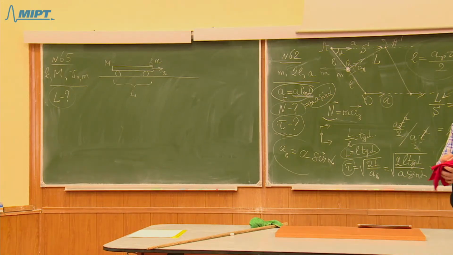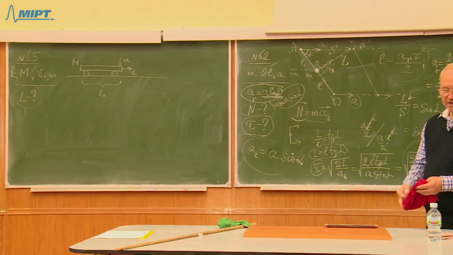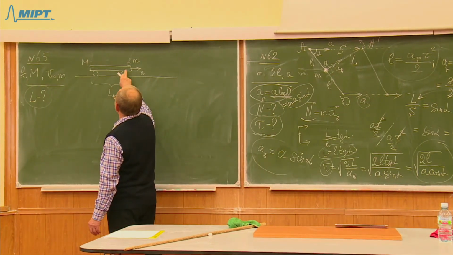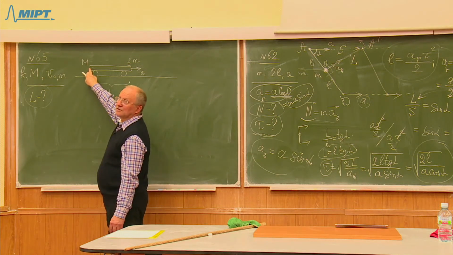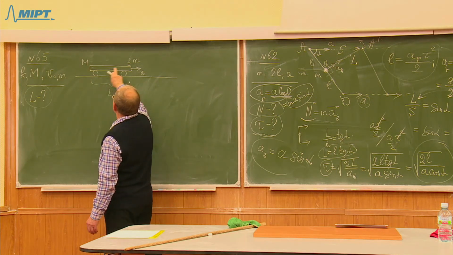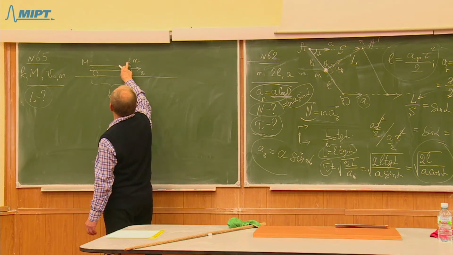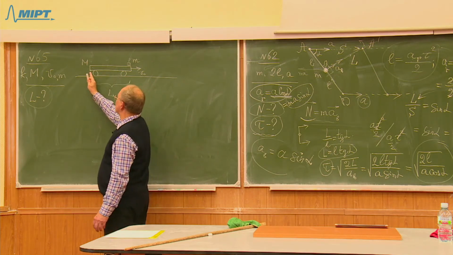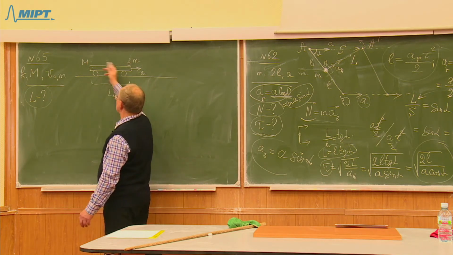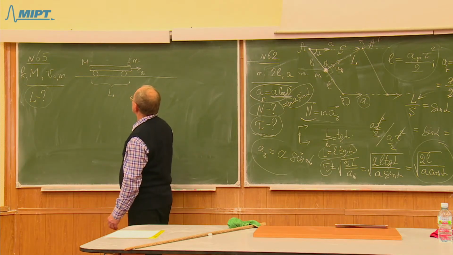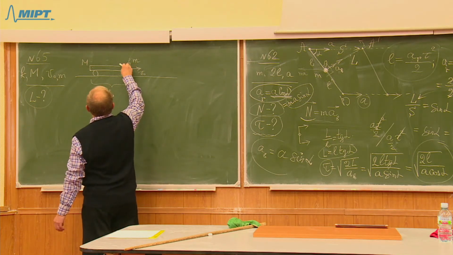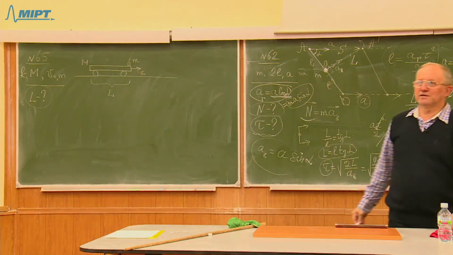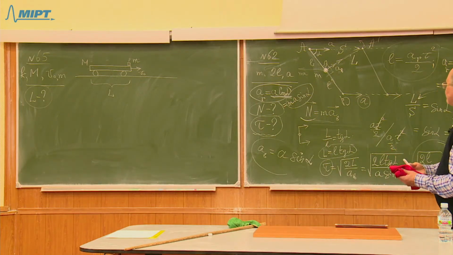Is it clear? The question is clear? Can you repeat again? We must find such a length of the railway car, from this point to this point, which is enough for the small body to remain on the surface of this railway car. If you take smaller length L, then the body will slip. But if you take larger length, then the body will remain on the surface. It will not slip. We must find such a length of this railway car.